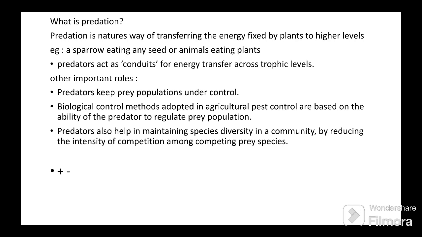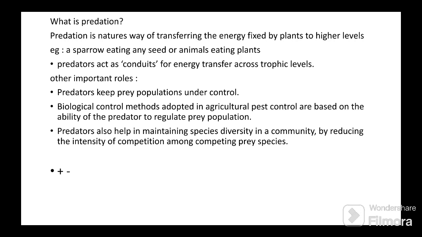Predation is nature's way of transferring the energy fixed by plants to higher levels. The examples of predation are not only a lion eating a deer, but also a sparrow eating any seed or an animal eating any plant. Herbivores especially eating any plant, even that is also called predation.